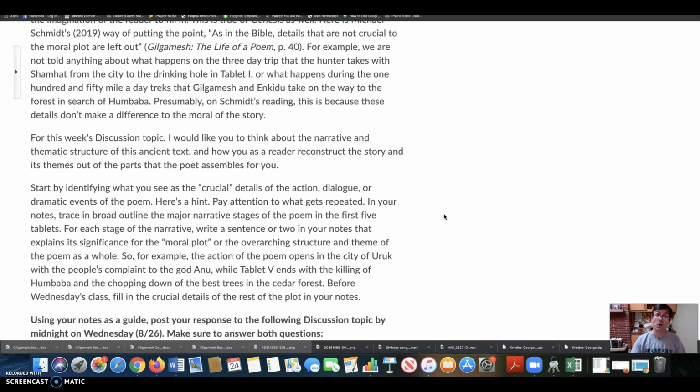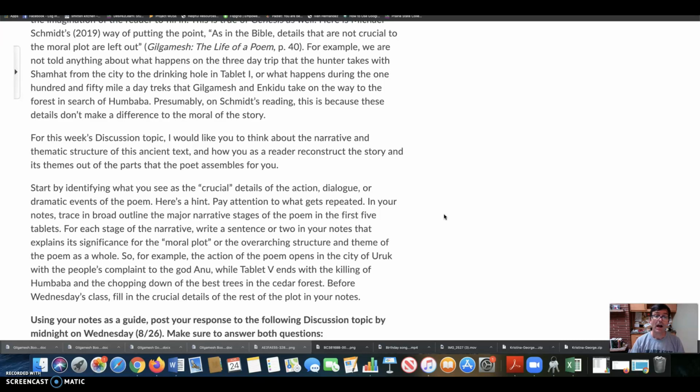So in your notebook, start tracing in outline the major narrative stages of the poem in the first five tablets. For each stage of the narrative, jot down a sentence or two in your notes that explains the significance for the moral plot or the overarching structure and theme of the poem as a whole. So here I want you to think about the moral plot as the overarching structure of the narrative. What's the thematic structure of the poem?